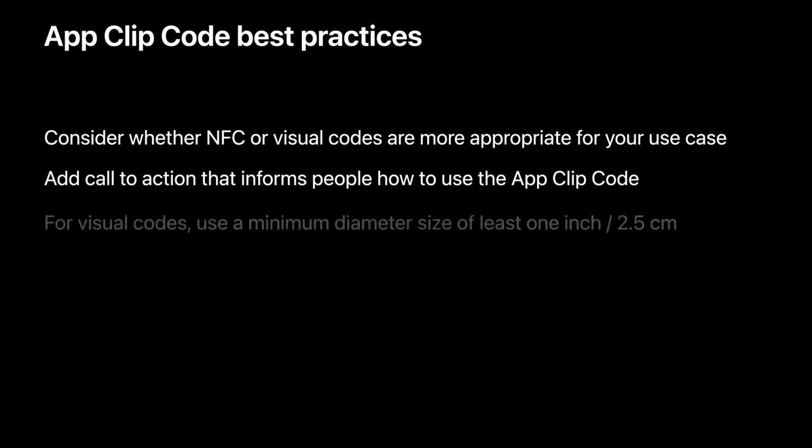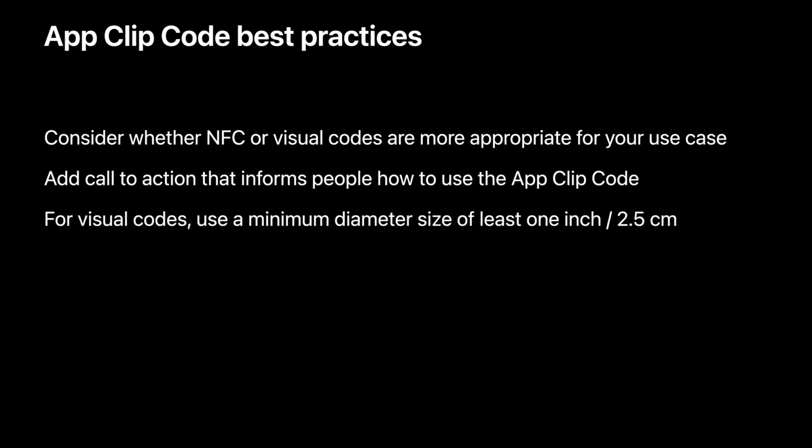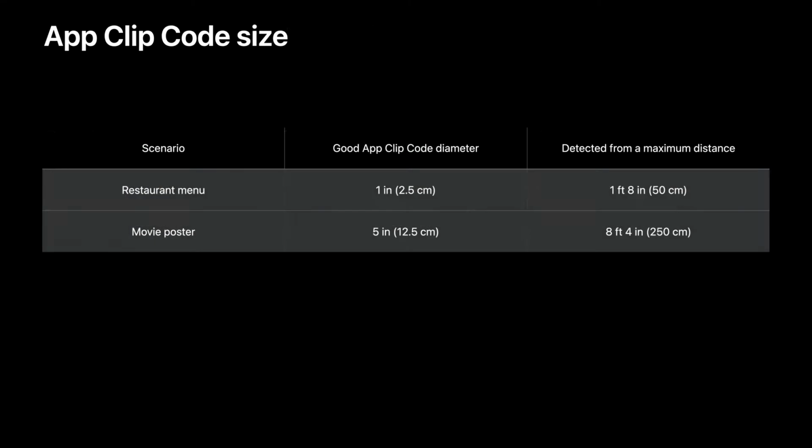Last but not least, you need to make sure that your app clip codes are printed on the appropriate size for the user's environment. For example, a restaurant menu might be printed on an A4 paper, and people will be comfortable scanning a 2.5 centimeter app clip code on that menu from a distance of up to 50 centimeters. A movie poster, however, is usually much larger and might have enough space for a 12 centimeter app clip code, which people would be able to scan with their phone from up to 2.5 meters away. Please check out our human interface guidelines on app clip codes for more information on recommended code sizes.